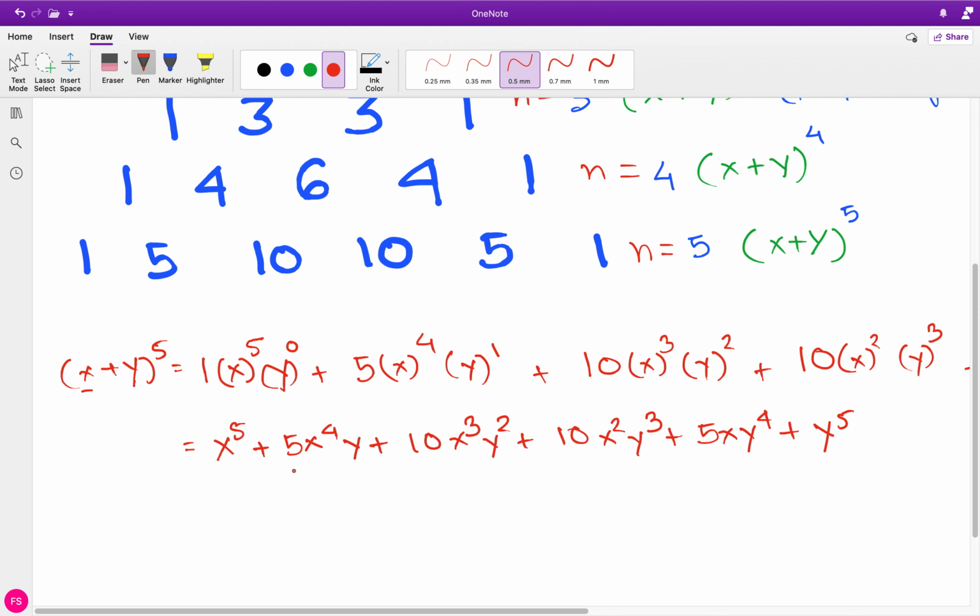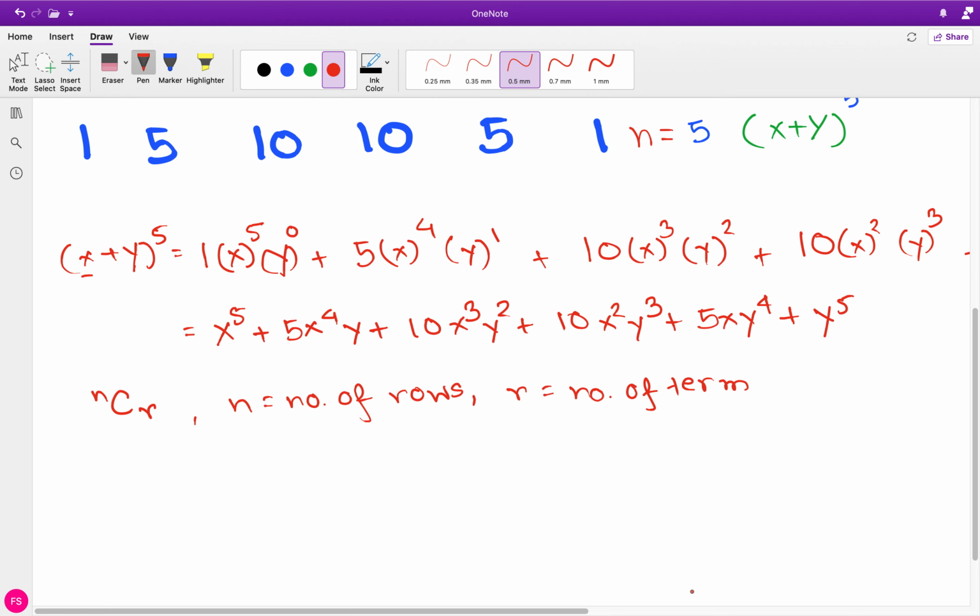Okay, so take your scientific calculator. Do you see the button nCr, this thing in your calculator? N means the number of row. So my n is the number of rows, and the r means the number of term. I'm just writing it down so that you can remember this easily.